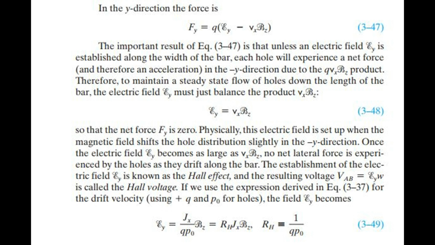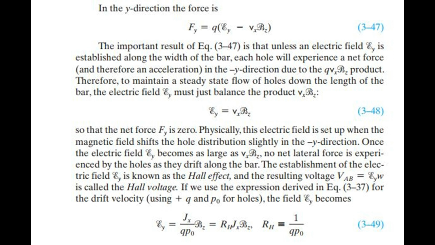Physically, this electric field is set up when the magnetic field shifts the hole distribution slightly in the y direction. Once the electric field Ey becomes as large as vx Bz, no net lateral force is experienced by the holes as they drift along the bar. The establishment of the electric field Ey is known as the Hall effect, and the resulting voltage VAB equals Ey W is called the Hall voltage.